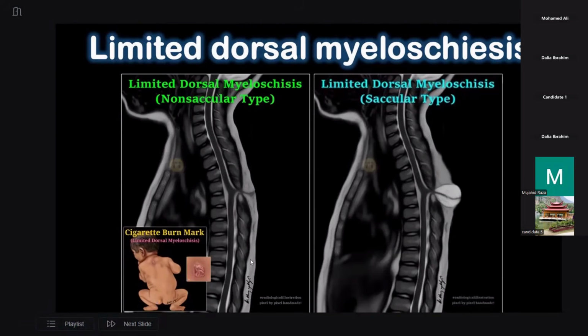So in this disease we don't have a skin opening, but rather another skin lesion, a skin mark, which may be a cyst in the saccular type, or a cigarette burn mark in the non-saccular type, and extending from this cyst or from this skin mark is a fibrous stalk, like Dr. Amna described. A fibrous stalk is extending from this lesion deep to the spinal cord, leading to tethering of the spinal cord at the site of attachment.